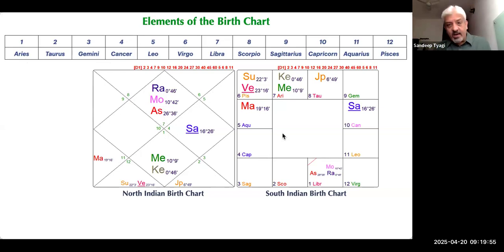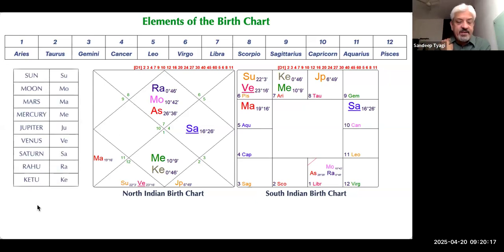And then in the South Indian format, you have it written as Aries, Taurus, Gemini, Cancer, Leo, Virgo, etc. Now, there is a certain amount that remains fixed in the North Indian form, and what remains fixed in the South Indian form. And we will come to that.